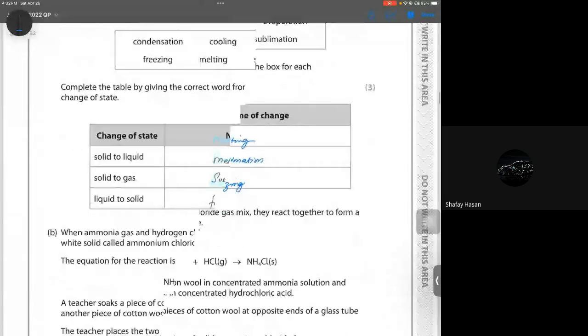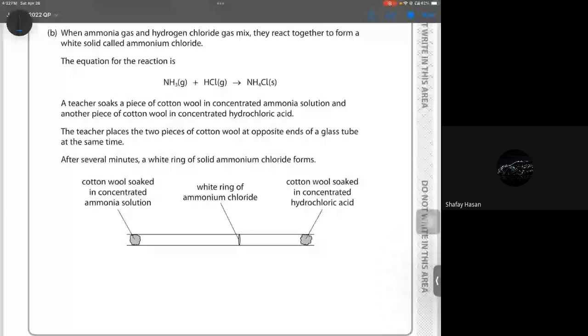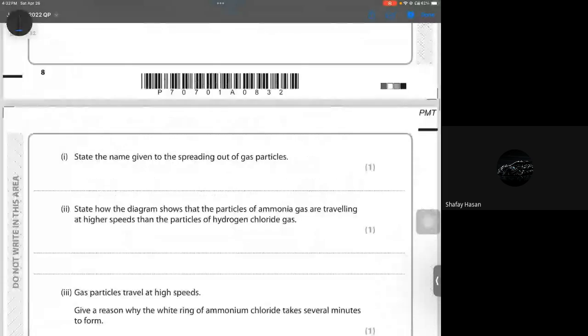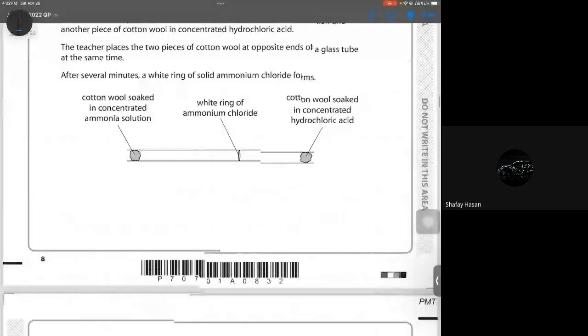When ammonia gas and hydrogen chloride gas mix, the reaction forms a white solid. A teacher soaked a piece of cotton wool in concentrated ammonia solution and another piece of cotton wool in concentrated hydrochloric acid. State the name given to the spreading out of the gas particles. Of course, they would start to spread.